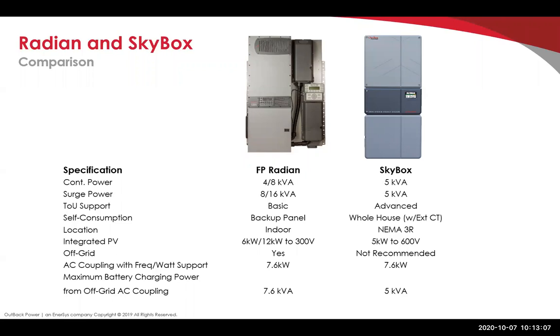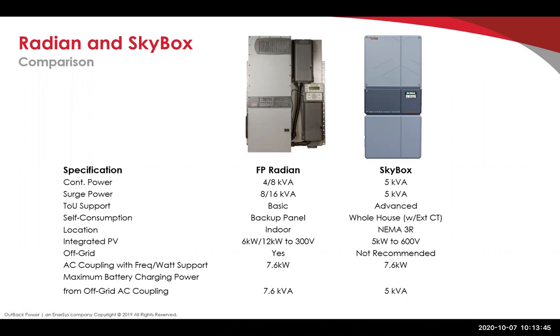Self-consumption, we can just self-consume the backup load panel. The SkyBox can self-consume on a whole house basis using an external CT. So you put an external CT at the service entrance, so it makes sure that nothing leaves the home. You can actually export like you were selling to the grid, like you do with Radian. But when it starts to see current flow out, then it just starts reducing its export. So you can reserve your self-consumption just for the load and not export to the grid.